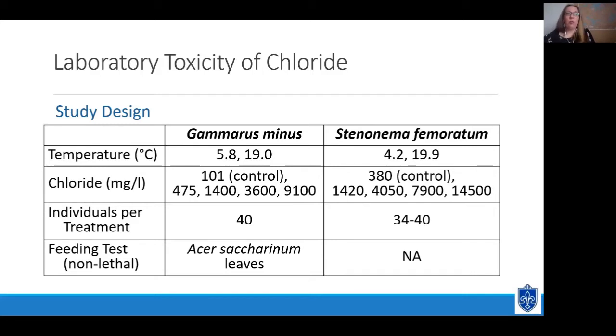For each of the treatments, 40 total individuals were tested in 4 chambers each containing 10 individuals. However, when the individuals were identified to species following the completion of the experiment, it turned out that several of the mayflies belonged to a different species, and so that's why a couple of the treatments had fewer than 40 individuals. And finally, for the Gammarus only, each test chamber received a pre-weighed silver maple leaf, and that leaf was re-weighed after the experiment was completed as a non-lethal test of chloride's effect on feeding.